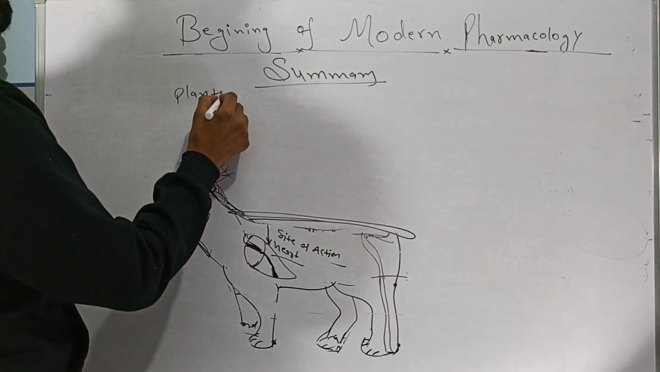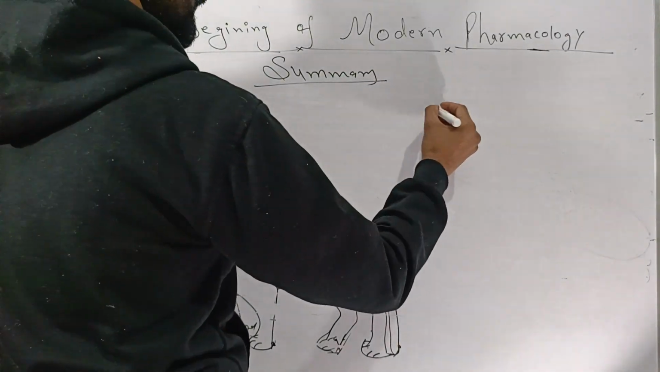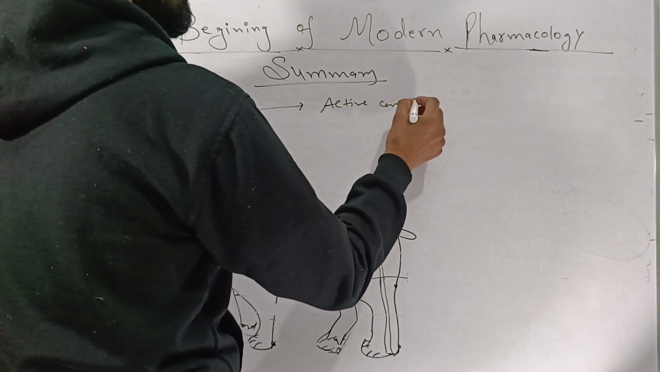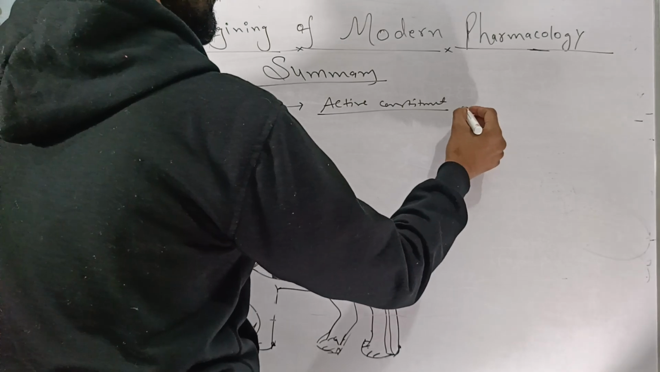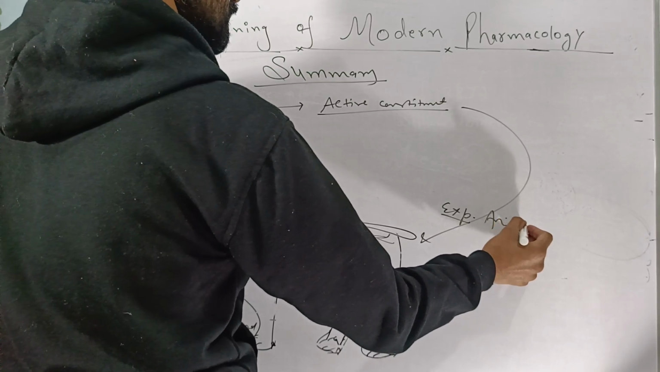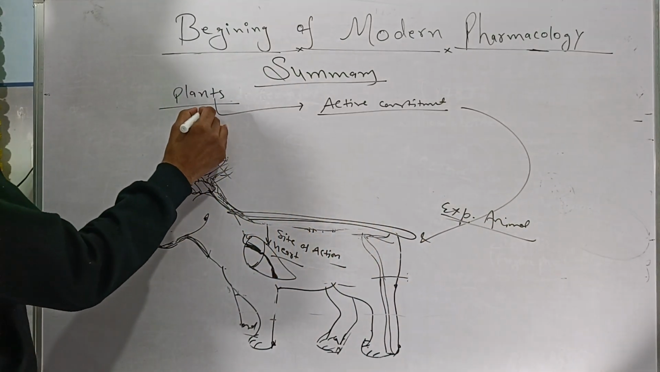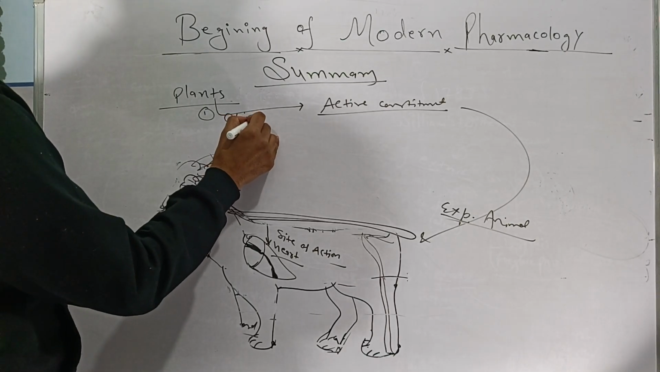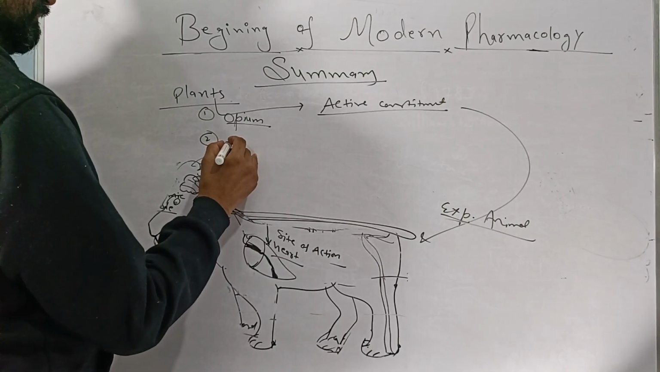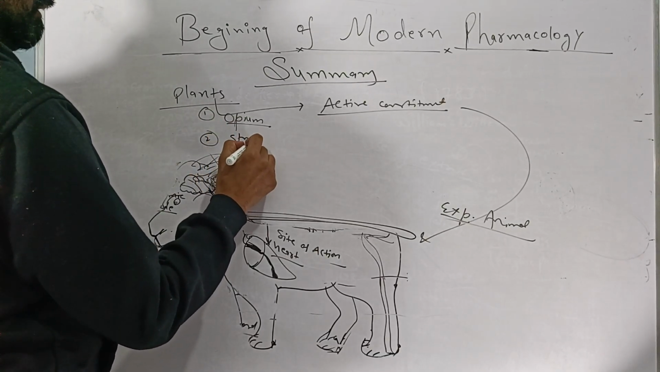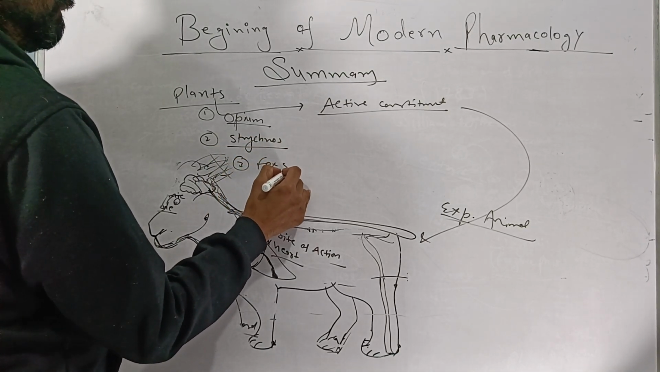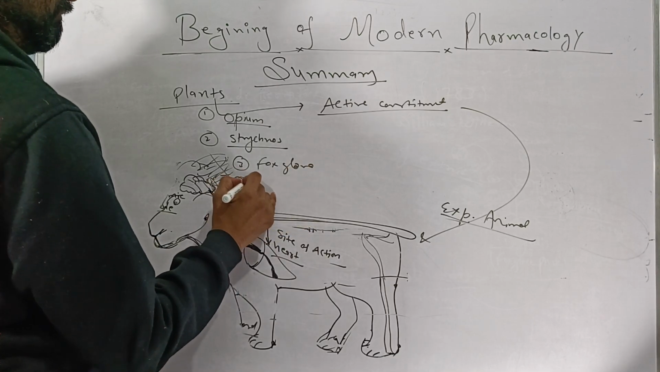So there are some plants, their active constituents, and their experiments on animals. Today we studied: number 1, the opium plant; number 2, strychnine, that is Strychnos nux vomica; number 3, foxglove; and number 4, mushroom.